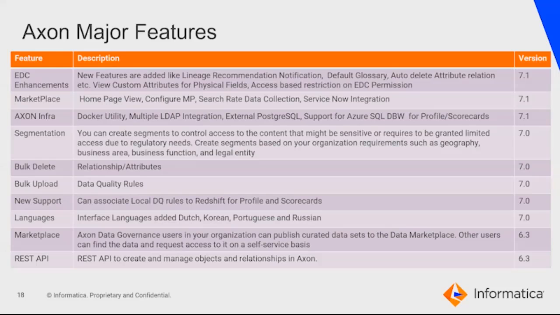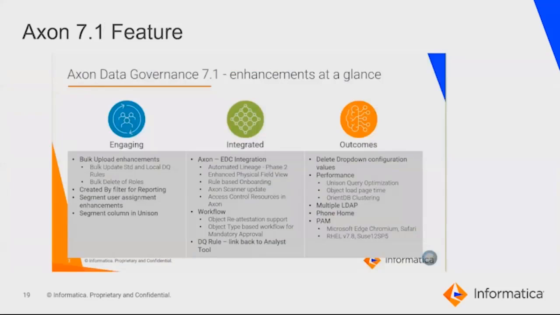Bulk delete and bulk upload are features that were added in 7.0, and language support for Axon is Dutch, Korean, Portuguese and Russian. Marketplace feature has been added in 6.3, and the REST API feature has been started with the 6.3 version, with continuous improvement in REST API features. So these are the major features of Axon.